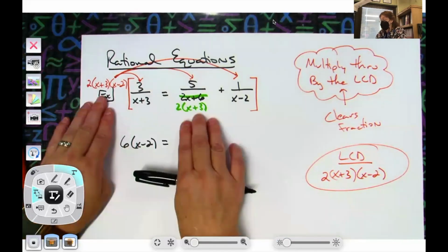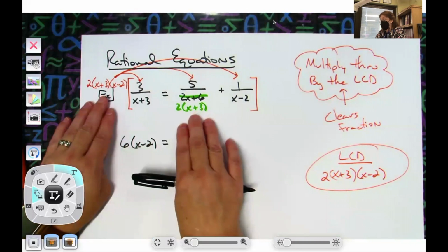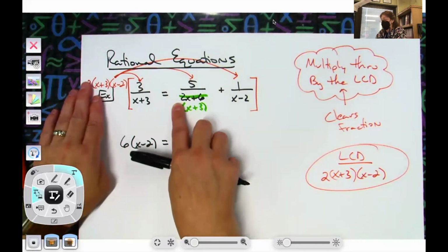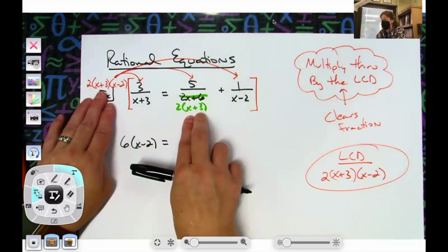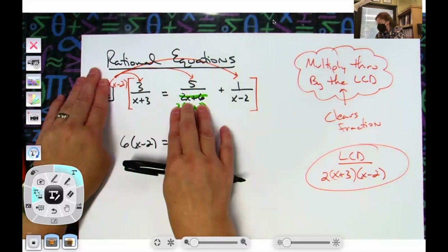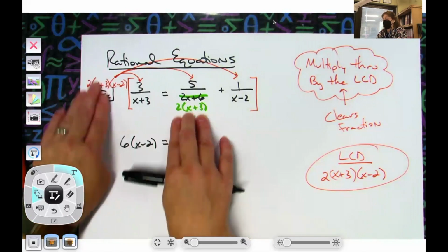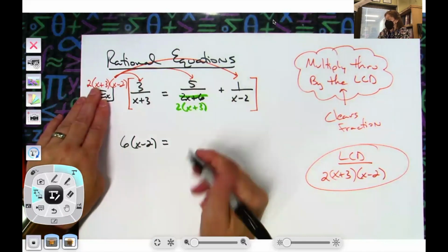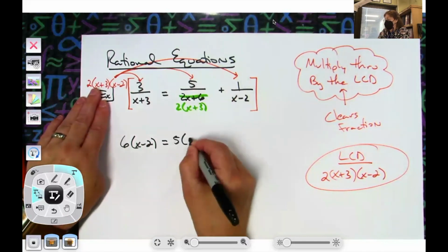All right, now we're going to multiply this one. Well, what's going to cross out? The 2's in the top, 2's in the bottom, it's going to be gone. The x plus 3 is in the top over here, it's in the bottom here, so that's going to be gone. The only thing I'm going to have left is the 5 and the x minus 2. These two things and these two things cross out. The 5 and the x minus 2 is all I got left.